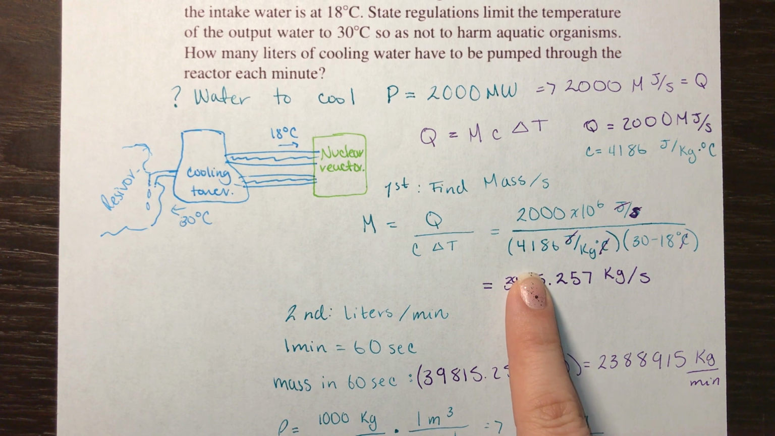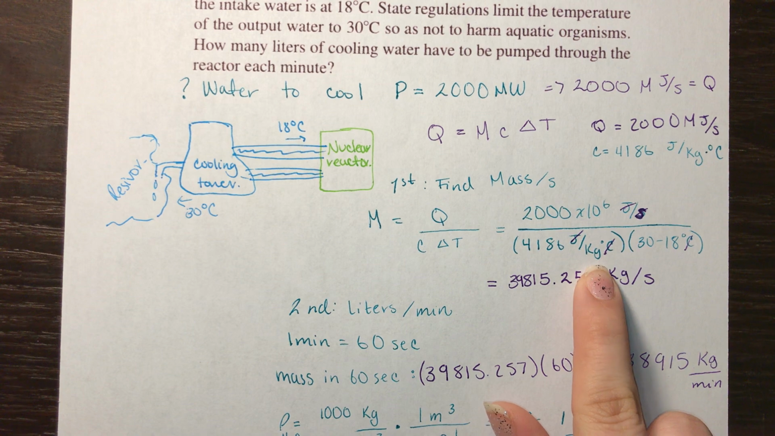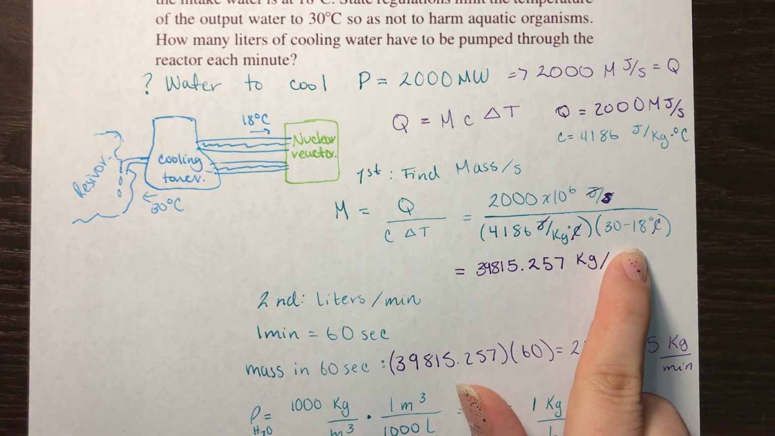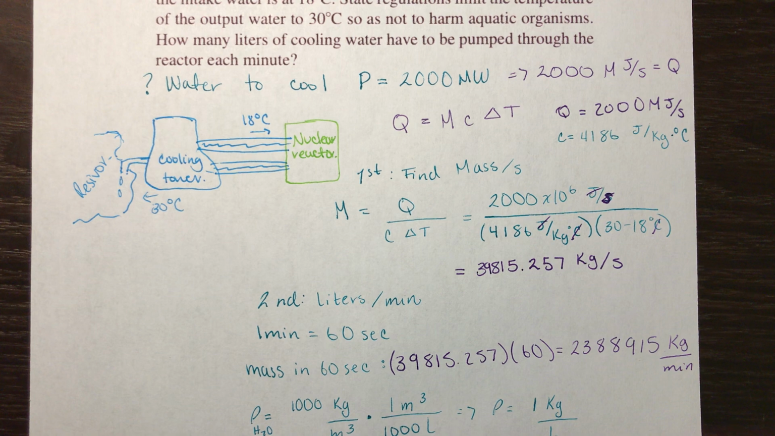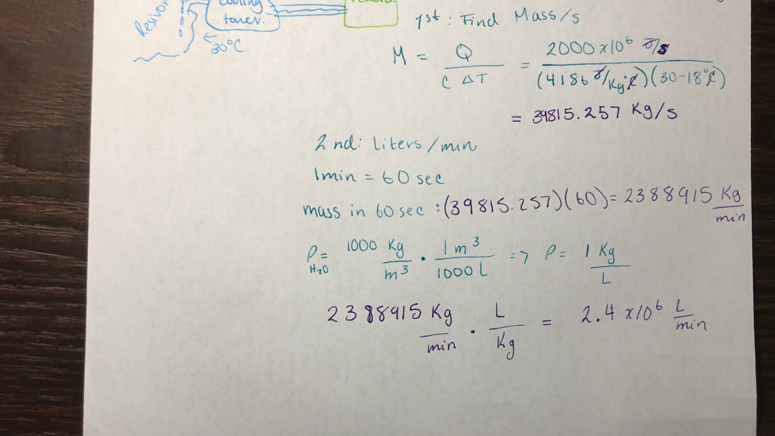And our C in this case is 4,186 joules per kilogram times degrees Celsius. And in this case, we're not converting to Kelvin because we want to make sure that our units cancel out. So 30 minus 18 degrees Celsius. And we should get 39,815.257 kilograms per second.